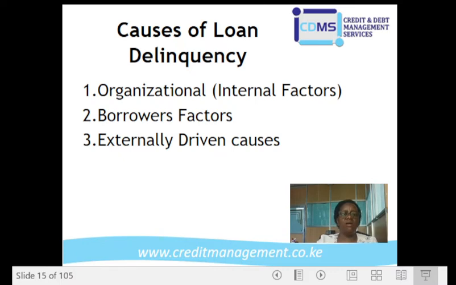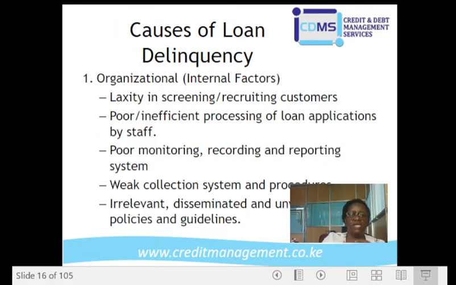And how I have done it, I have classified them into 3. These are what we call organizational or internal factors, which may cause a delay in getting paid. We're also talking about borrowers' factors, and then finally external driven causes, which I have already mentioned in the earlier discussion. So causes of loan delinquency within the organization are, of course, a number of them, and maybe you can relate with some of them in your institution.